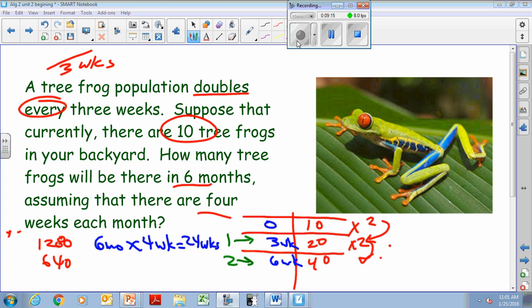What she just said is this. You have 24 weeks total, but what they said is every 3 weeks the thing doubles. So the question is, how many 3-week periods are there? If you divide 24 by 3, you're going to find out that there are 8. 8 3-week periods. I like to say that.